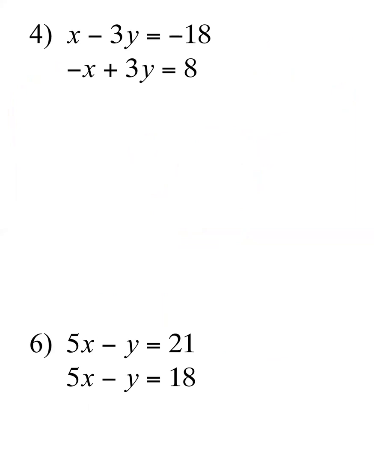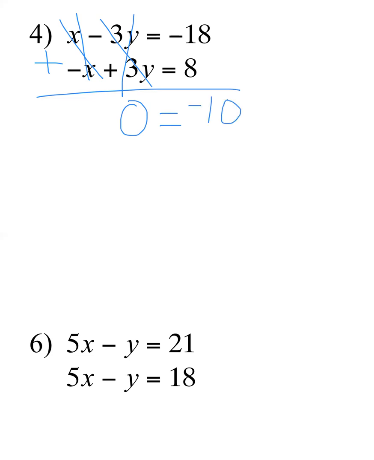Okay, so I'm looking. I do already have a pair of opposites with the x's and with the y's, so that's interesting. See how that plays out. So we'll go ahead and add these together. The x's are going to cancel. The y's are going to cancel. So what's left on the left-hand side? Just a 0. But what's on the right? Negative 18 plus 8 leaves me with a negative 10. So all my variables cancel out, but I'm left with a statement that makes no sense. So what does that mean? That means I have no solution.